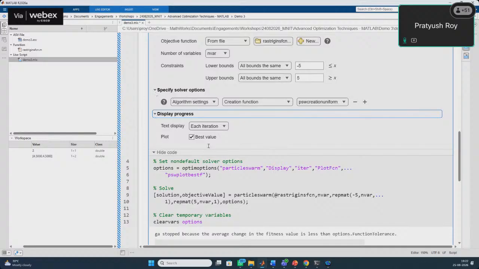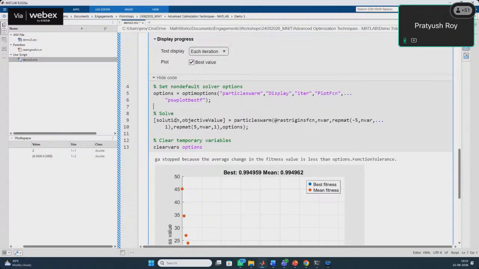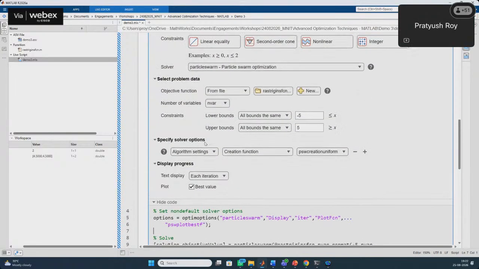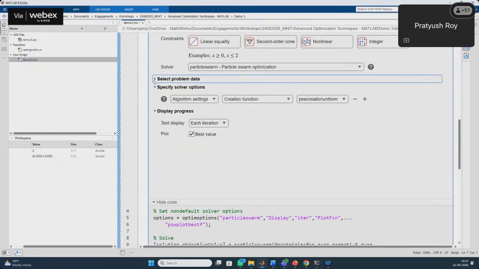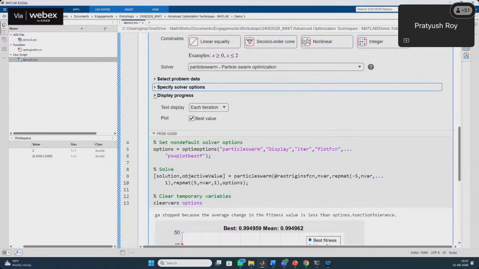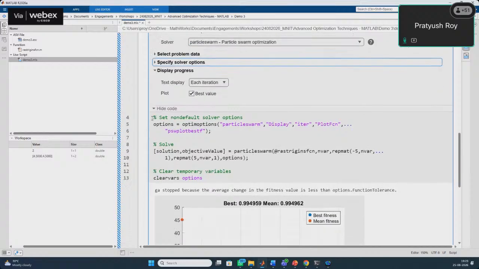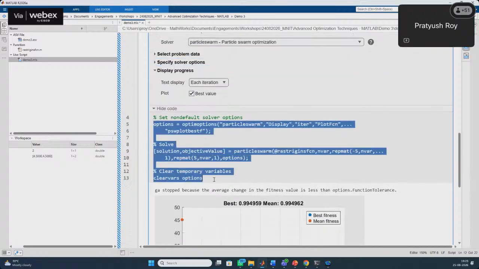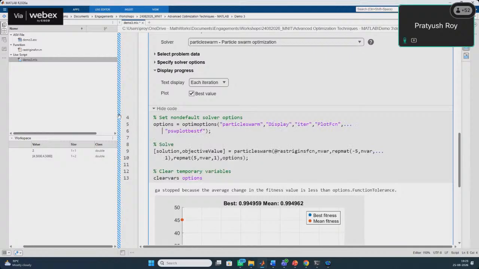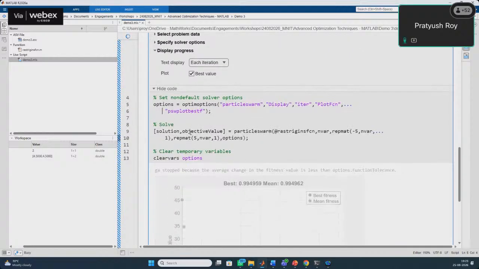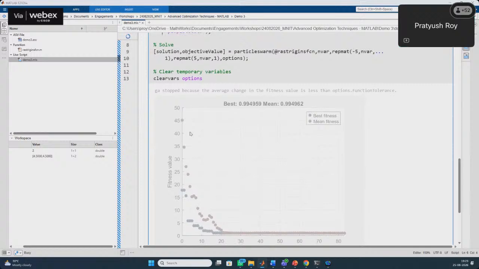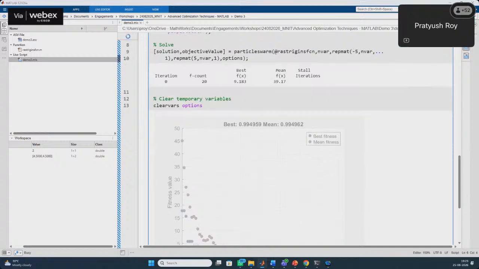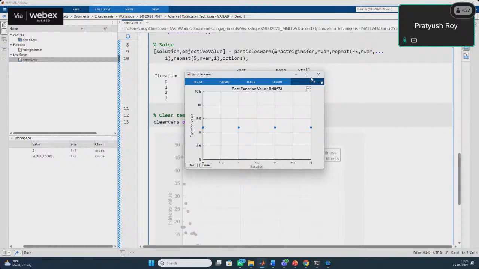You don't have to write a script. MATLAB will automatically write the script for you. So now that we have decided this, let's run this. When we run this, this set of code will be executed. So if I run this particular function, this plot will be generated.